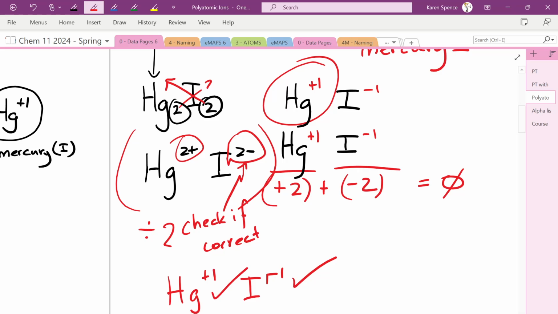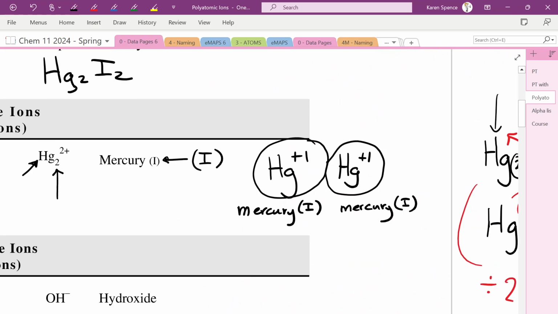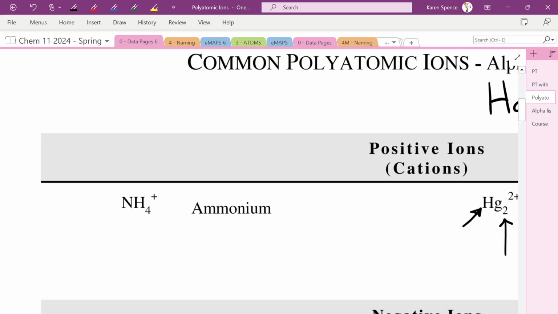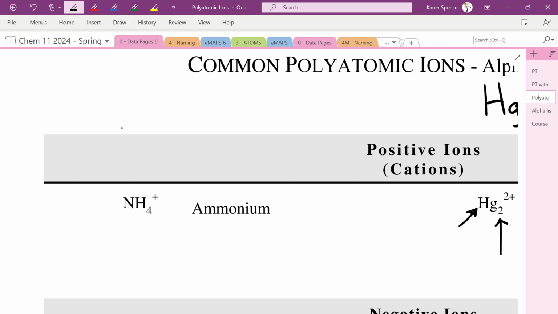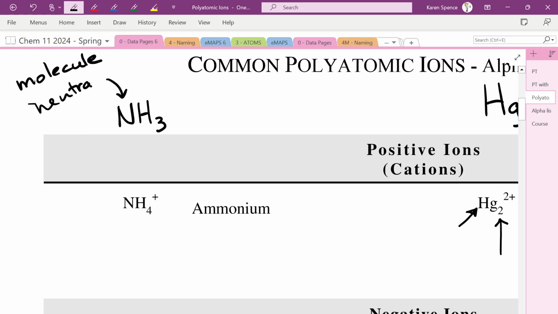There's really only that one metal that forms a polyatomic ion. Mercury's kind of a weird element. It's the only liquid at room temperature. It's the only one that has a polyatomic ion made exclusively of a metal. Who is our other polyatomic cation? Ammonium. Okay, I would like you to note that this is different from NH3, which is a molecule. It is neutral. And does anyone know what we call NH3?